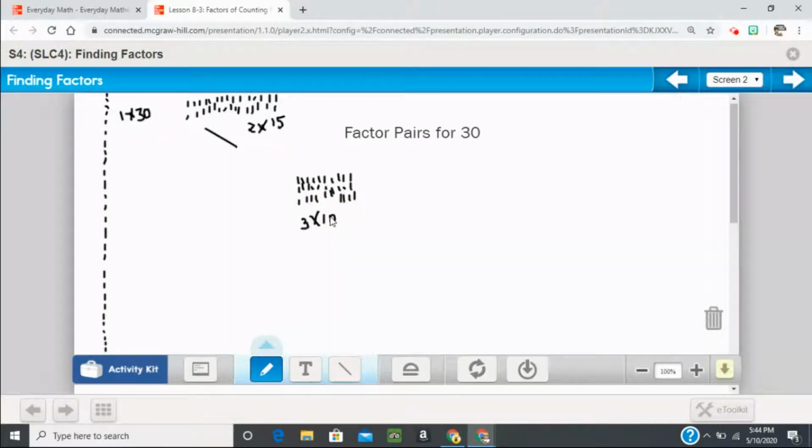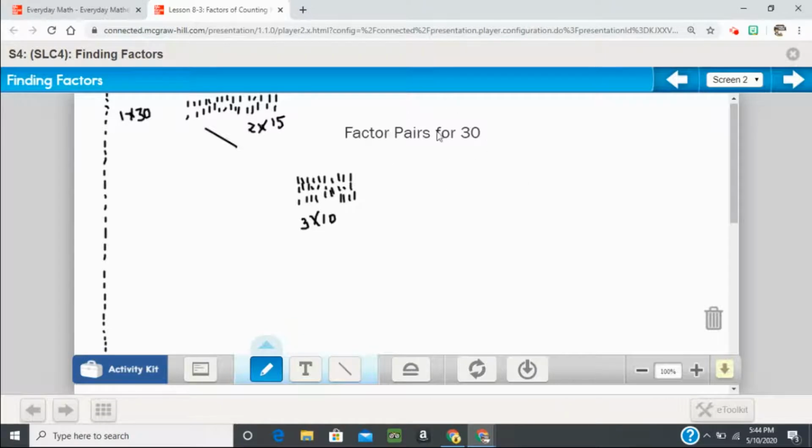Think of 4s. I know 4, 8, 12, 16, 20, 24, 28, and then 28 plus 2 is 30. So I can't do 4 because 4 doesn't go into it evenly. So 4 is not considered a factor for 30.